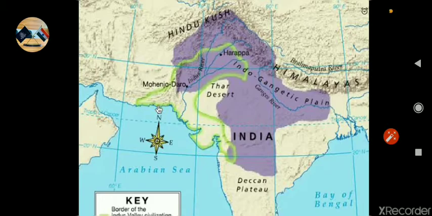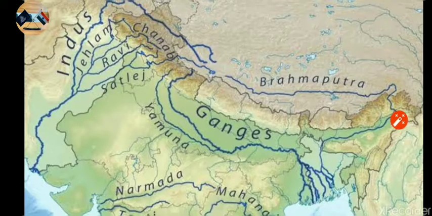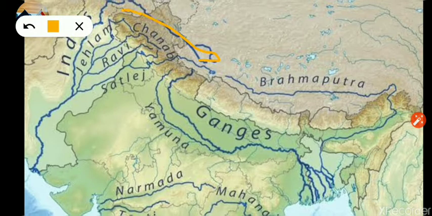Let's go through the tributaries of the Indus first. See here, they have clearly given the tributaries of the Indus. The Indus originates here and flows like this. We have Jhelum, Ravi, Sutlej, Chenab. These are all the tributaries of the Indus river. Next we can discuss the Thar Desert, which is in Rajasthan. That is this area where the Thar Desert comes.